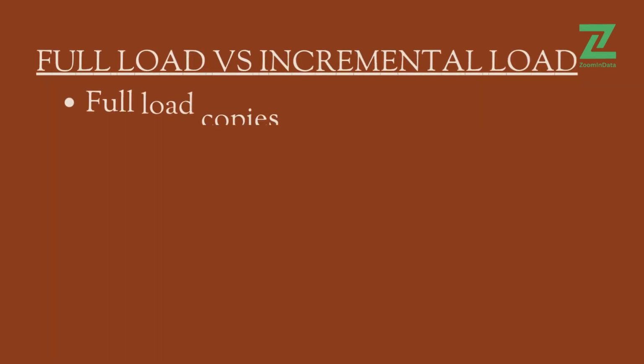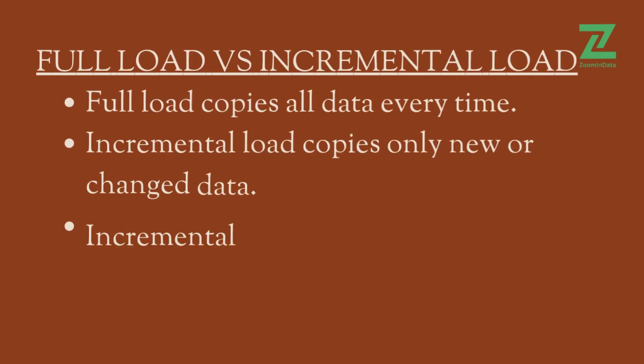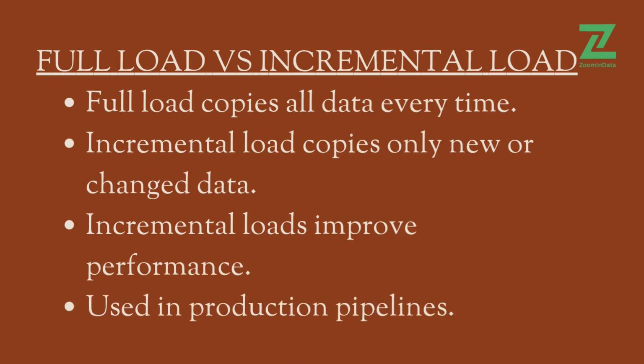In a full load, copy activity copies all the data every time it runs. In an incremental load, only new or changed data is copied. Incremental loads improve performance and are commonly used in production pipelines.